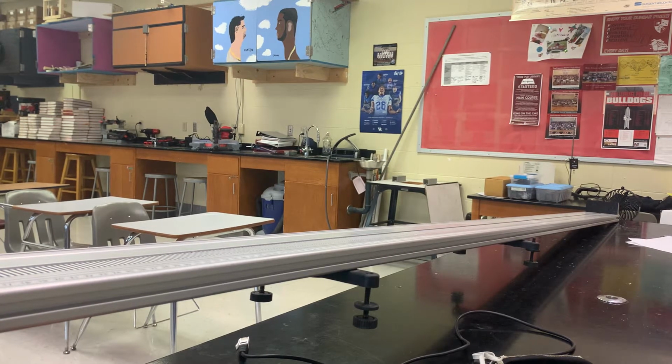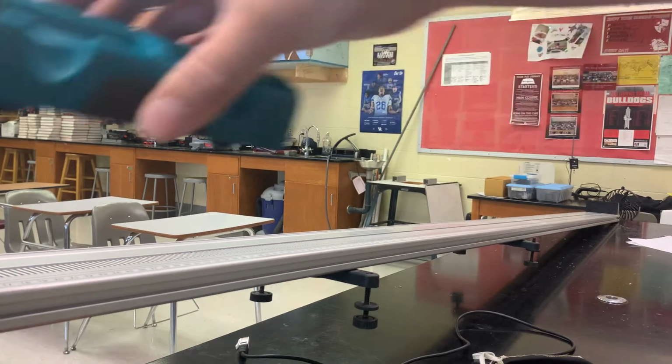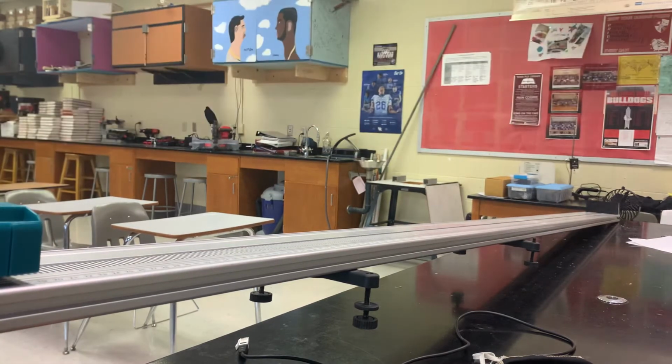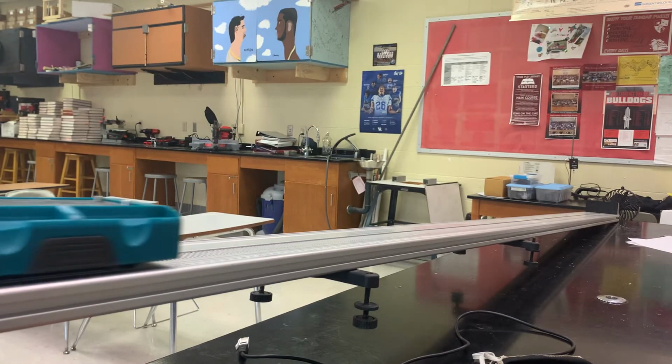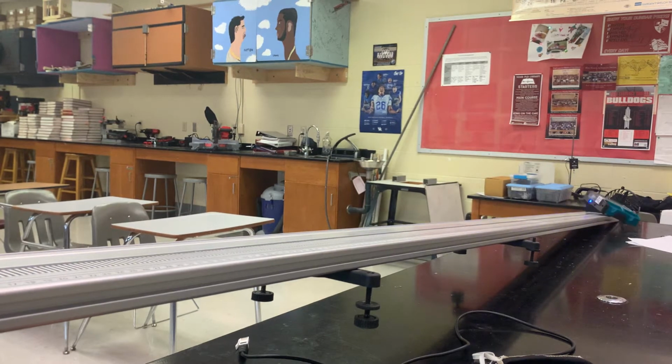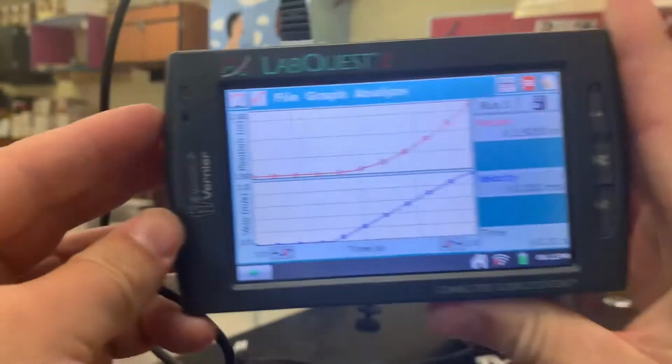So we're going to start with the first trial as a cart rolling down a hill, so it should be going from slow to fast, and we'll see what kind of graphs those produced. Okay, that actually came out pretty well. All right, so let's look at our graph. Okay, and we'll analyze it.